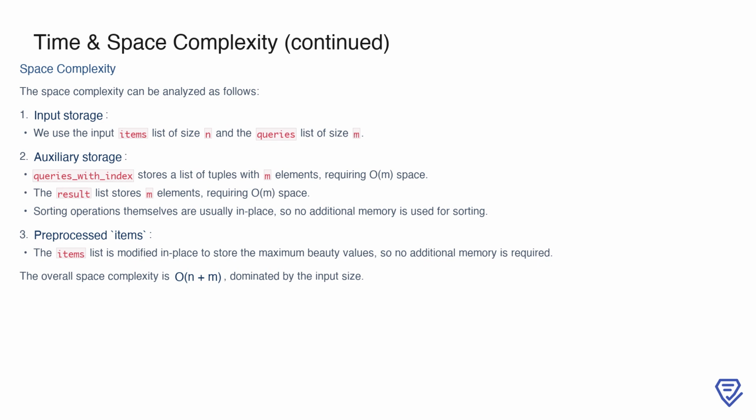When it comes to space complexity, we start with the input storage. The items list of size n and the queries list of size m both contribute to the space usage. For auxiliary storage, the queries with index list stores tuples containing the queries and their indices, requiring m space. The result list, which holds the final answers, also requires m space. Since sorting operations are typically in place, no extra memory is needed for sorting. Furthermore, the pre-processing step modifies the items list in place, storing the maximum beauty values without additional space. Therefore, the overall space complexity is n plus m, dominated by the size of the input.